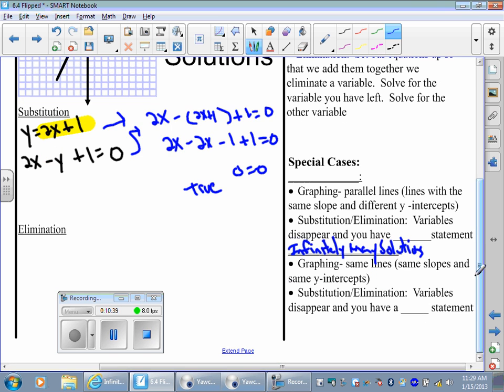But we also want to summarize what happens using substitution or elimination. Your variables disappear, and you have a true statement. Now, I want you to finish up and do the same problem using elimination and make sure your variables disappear and you get a true statement. Plus, it's a way for you to practice the elimination method. So, come into class prepared.